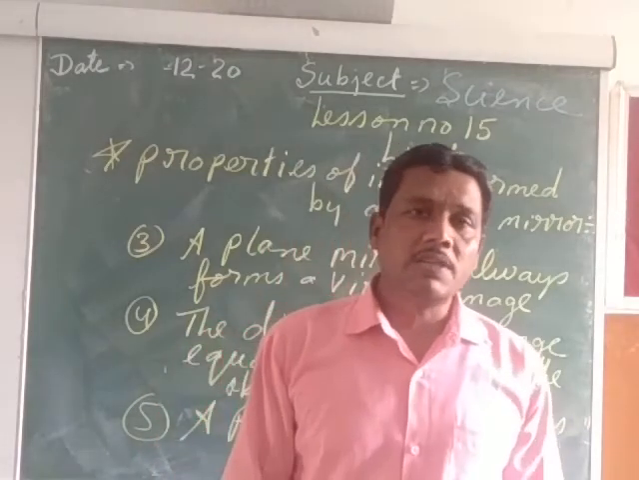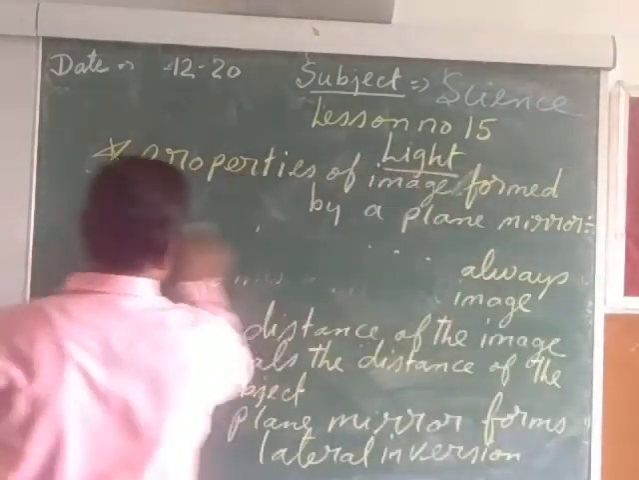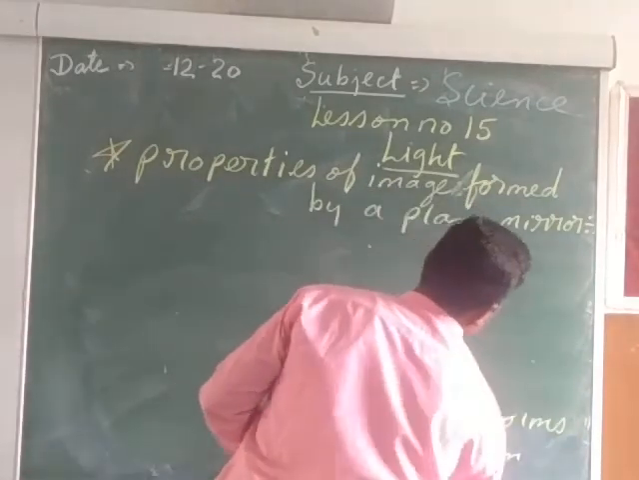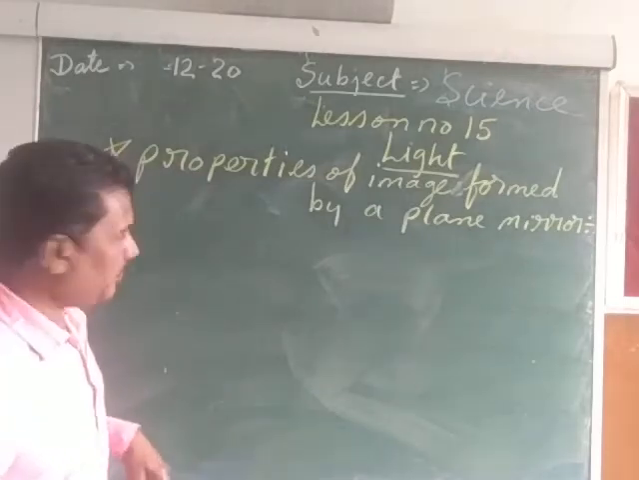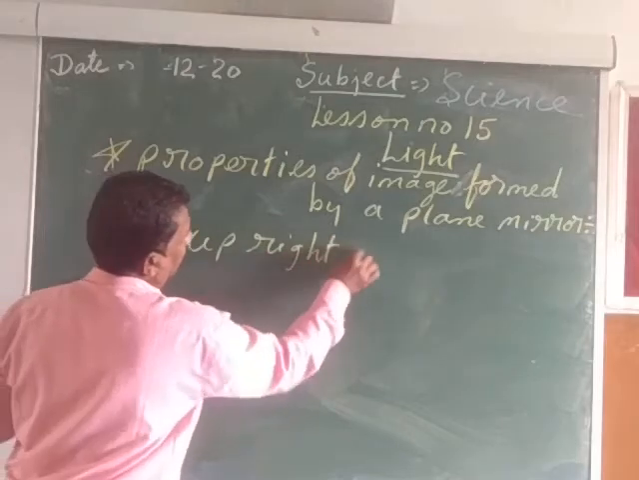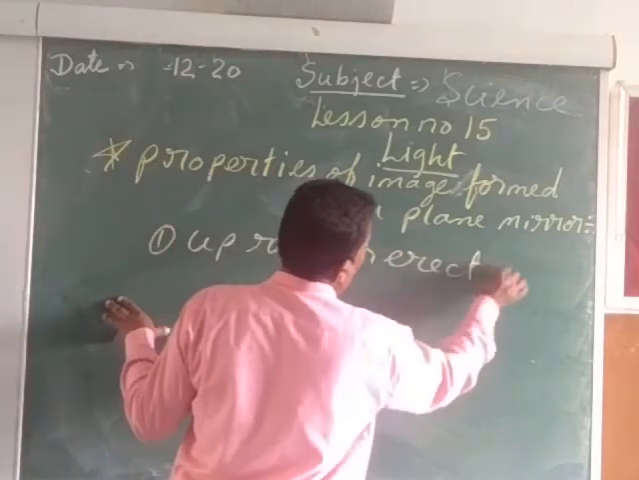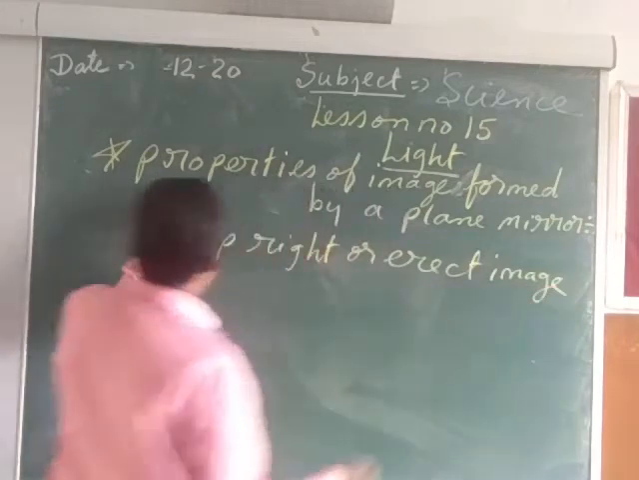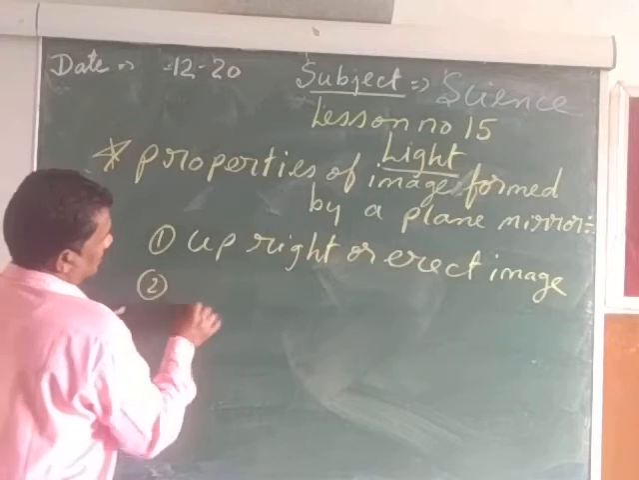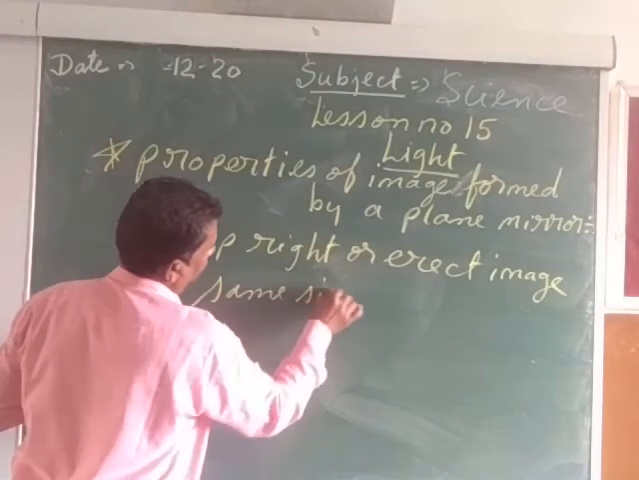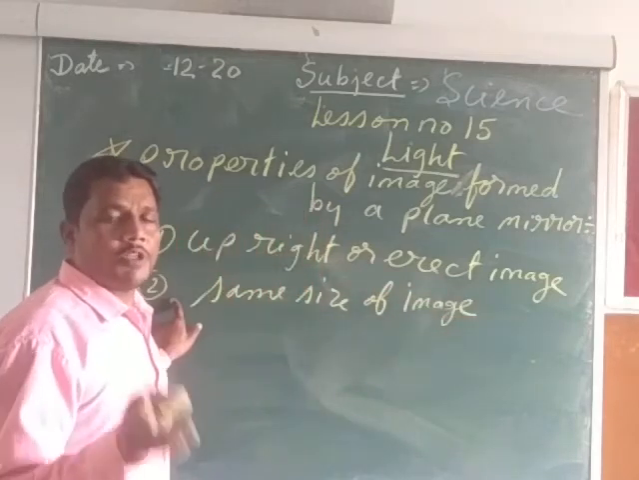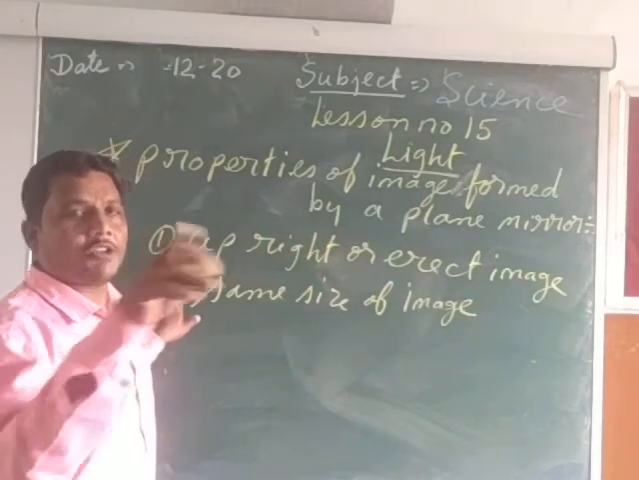So once again, let us revise the properties of the image formed by the plane mirror, my child. Listen very carefully. A plane mirror always forms an upright or erect image. Second one, same size of image. A plane mirror always forms the same size of image as that of the object.